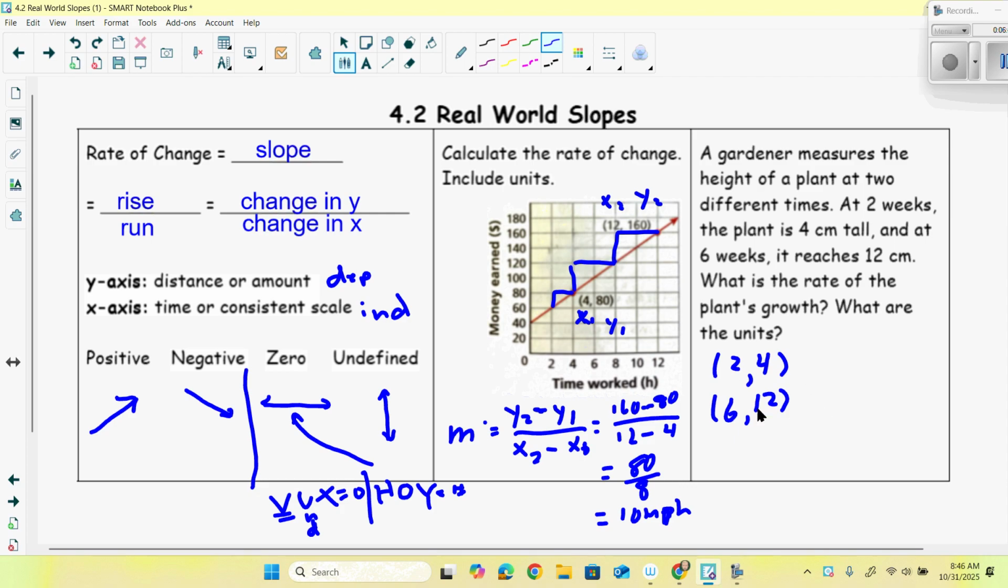Okay, so I'm going to kind of cruise through this stuff. One of the ways I do this is y2, 12 minus 4, and that's 8, divided by 6 minus 2, that's 4, and I get 2, and in units, that is centimeters. Remember, I said MPH over here, miles per hour. This is centimeters per week.